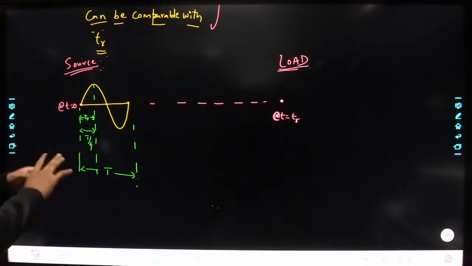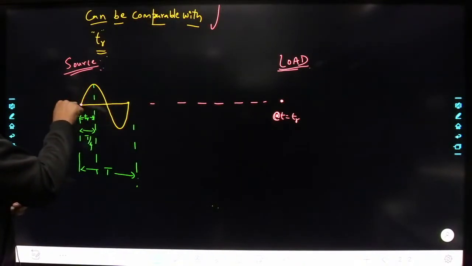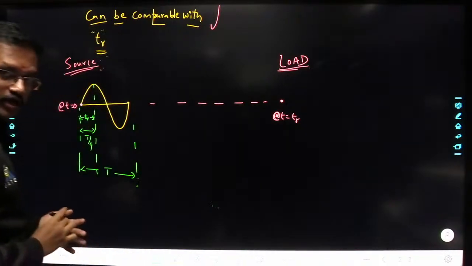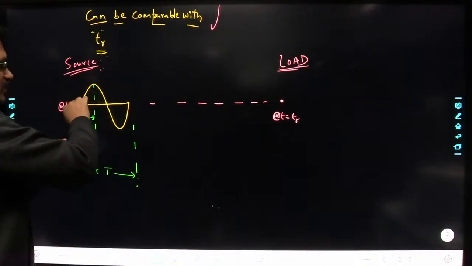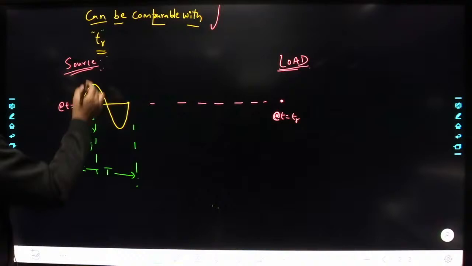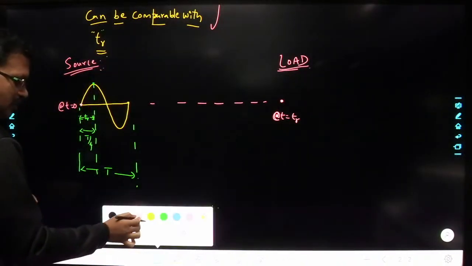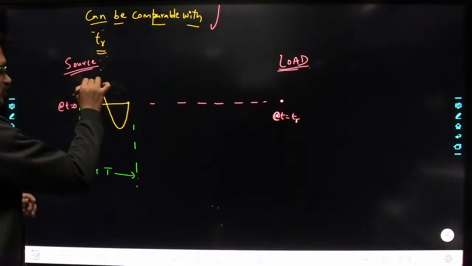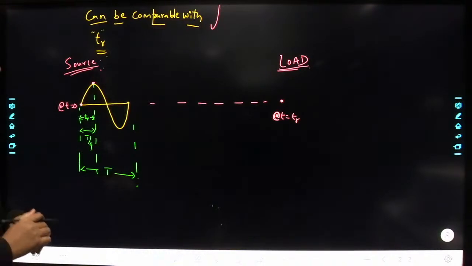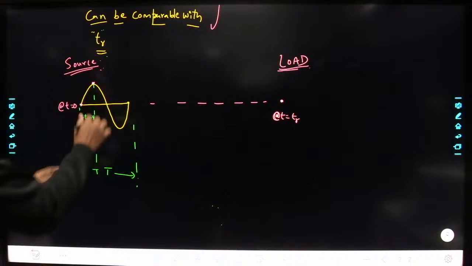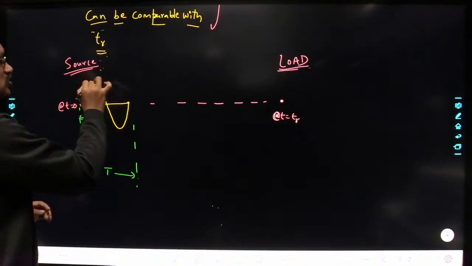Understood? So at t equal to 0, the signal is present at this location. So after TR seconds, what will happen? This point is going to move to load. Understood? So by the time it reaches the load, what must be the value at source here? The value at source is going to reach this location. The value of the source will be at this location.